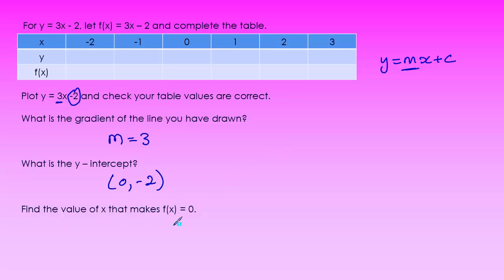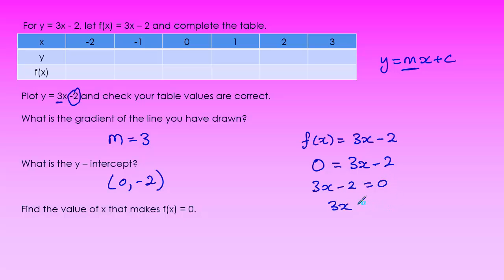Find the value of x that makes f of x equal to 0. Well, we know that f of x is 3x minus 2. So if f of x is 0, we have 0 equals 3x minus 2, or 3x minus 2 equals 0. Add 2 to both sides and we get 3x equals 2, and then divide both sides by 3, giving us that x is 2/3.